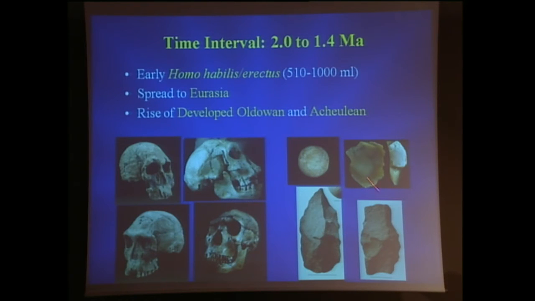And then in the time period 2.0 to 1.4, we have early Homo habilis and erectus forms, as we've been talking about. We have the spread into Eurasia. We have cranial capacities going from the 500s, like KNM-ER 1813 and the Dmanisi skull 5, to OH9, which is a little over 1,000 cc's. And we get the rise of the developed Oldowan, especially an increase in spheroids and retouched flakes here, and in the early Acheulean, these classic hand axes and picks, hand axes and cleavers, often made on large flakes, or as at Gona, on large cobbles.